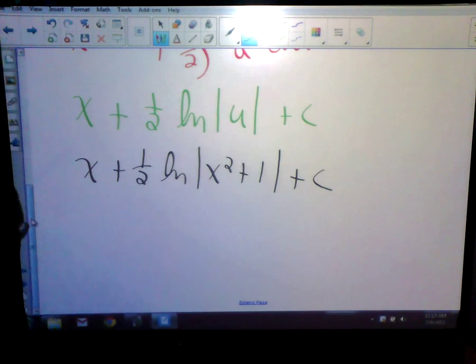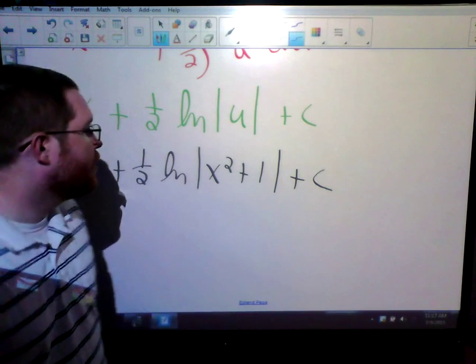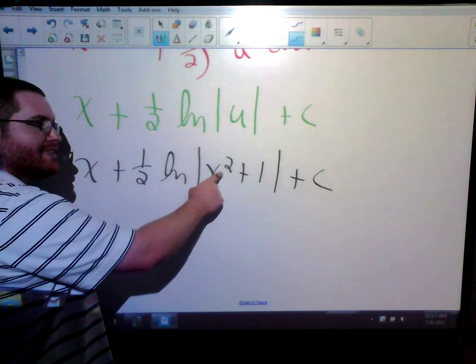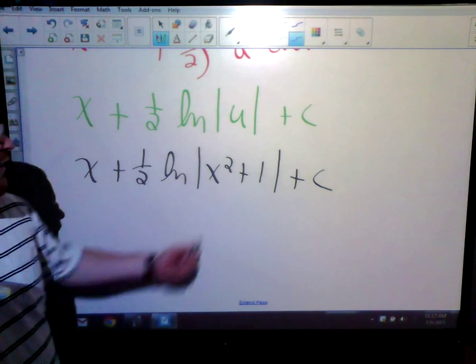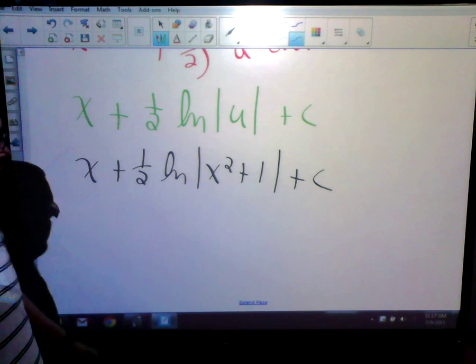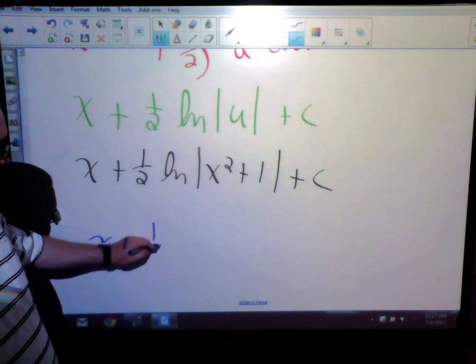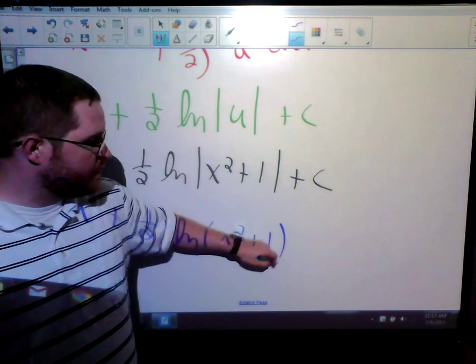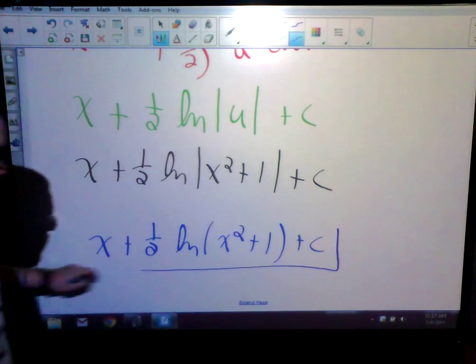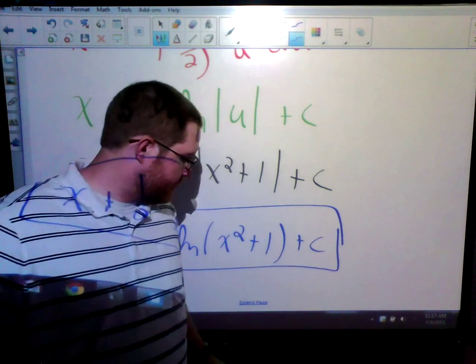Watch this. This has to be positive. Is x squared positive? It always is. If I add 1 to it, is it still positive? Sure is. So in this problem, I don't need the absolute value bars, because x squared plus 1 will always be positive.